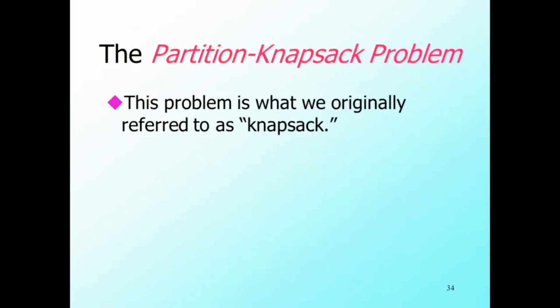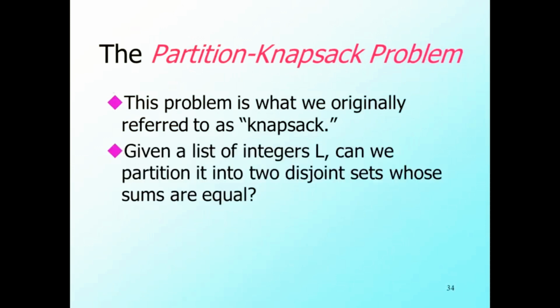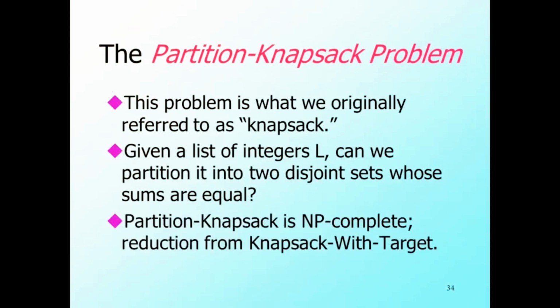We're now going to prove the original knapsack problem is NP-complete. We'll refer to it as partition knapsack, but it is exactly what we earlier called just knapsack. That is, given a list of integers, can we partition them into two disjoint sets with equal sums? We'll show partition knapsack to be NP-complete by reducing knapsack with target to it. Remember, we already saw that partition knapsack is in NP, but if you forgot, just guess the partition and sum the two sets.